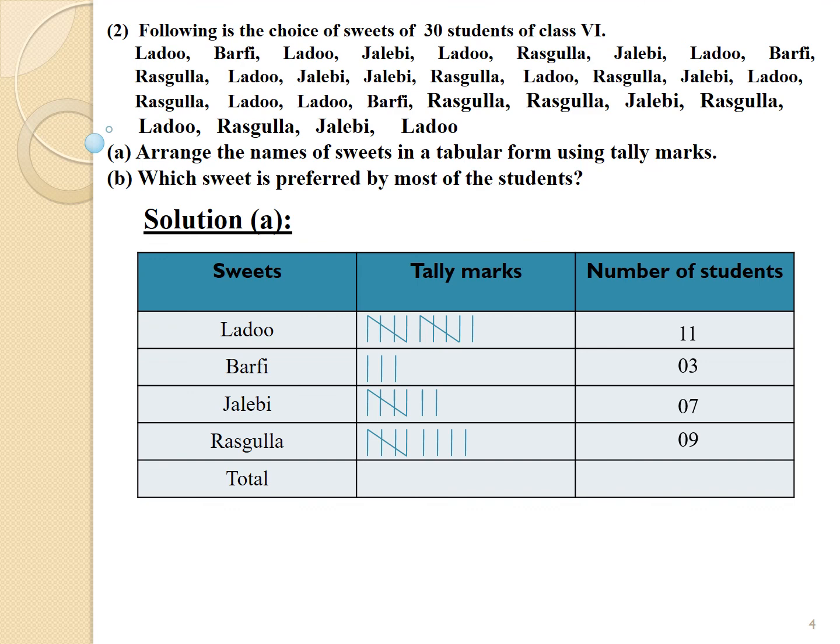Students, now count 11, 3, 7 and 9 and find out the total. Students, note that the total must be 30 as the number of students is 30.